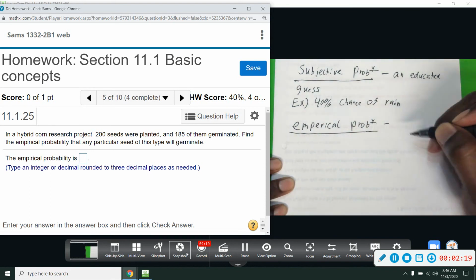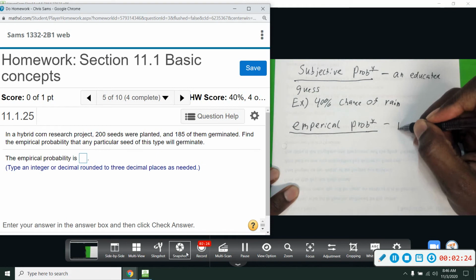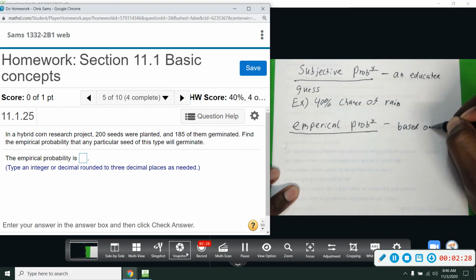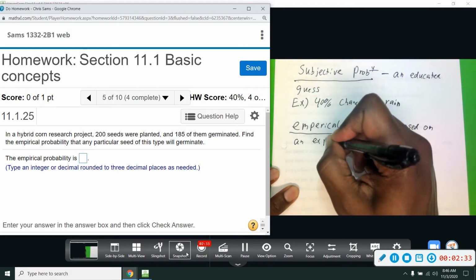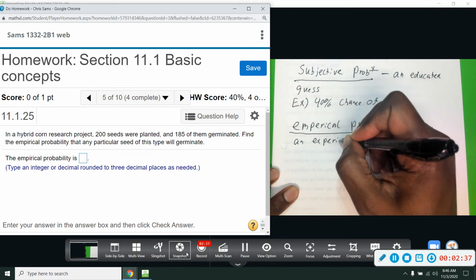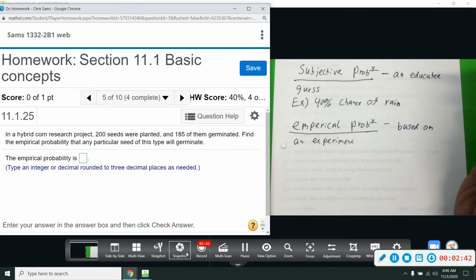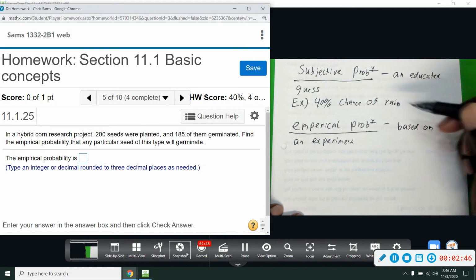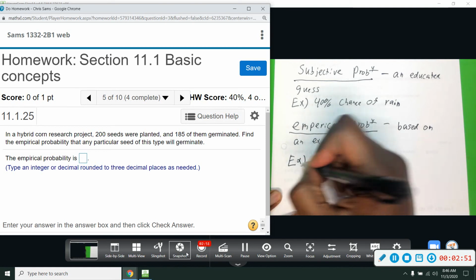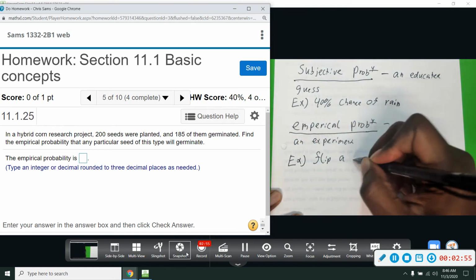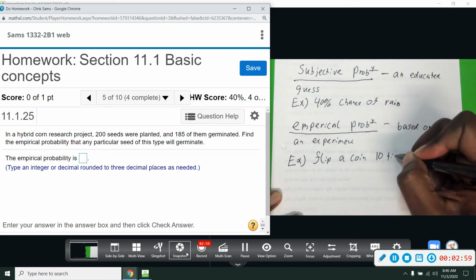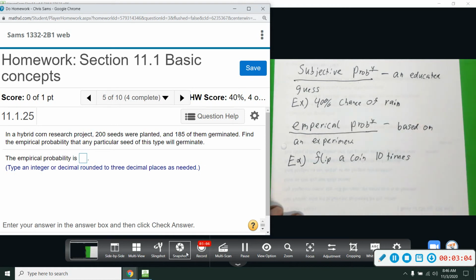Okay, so empirical probability is based on an experiment. So if we do an experiment, we get a probability, then that's what we say our probability is. Okay, so for example, let's say we flip a coin 10 times. All right, so if several people flip the coin 10 times, we're not guaranteed to get 5 heads and 5 tails. Some might, but there's no guarantee that we will get 5 heads and 5 tails. You might get 4 and 6, 3 and 4, or whatnot.